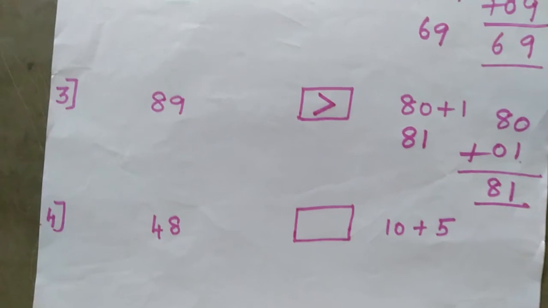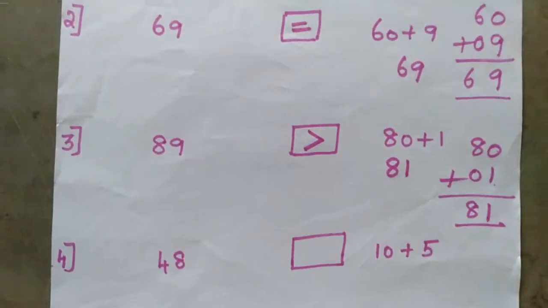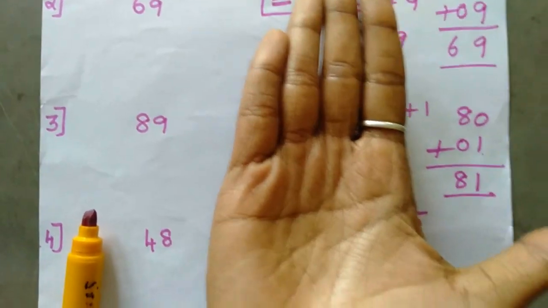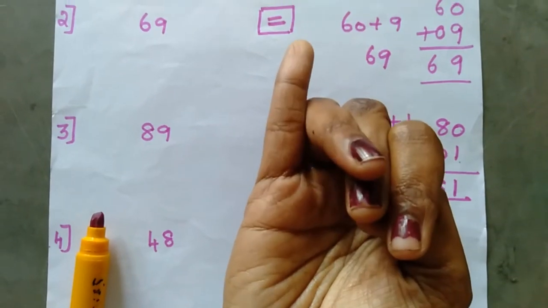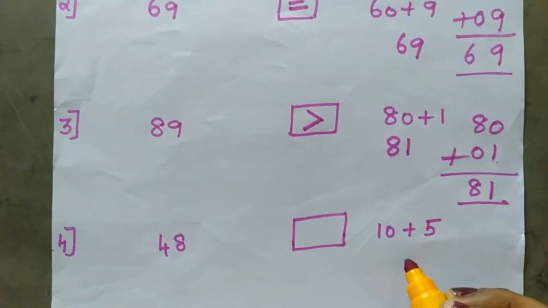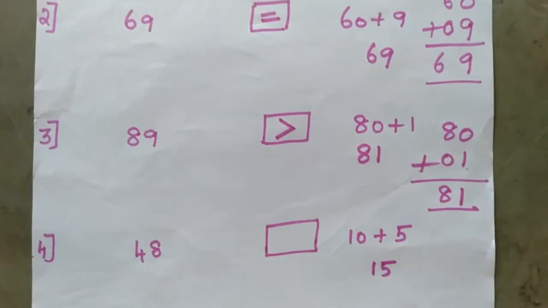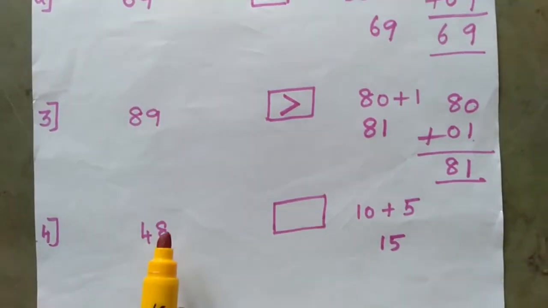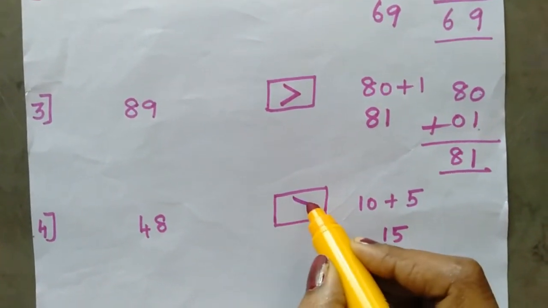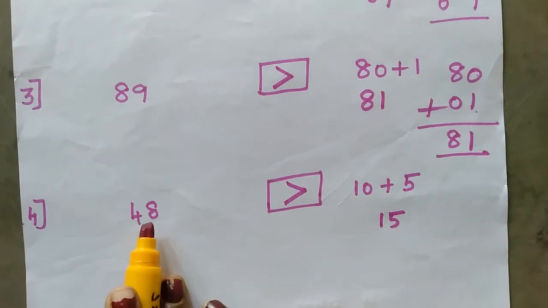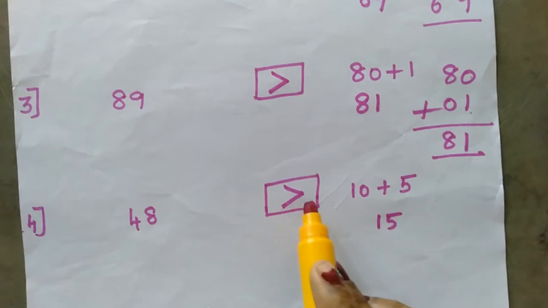Then see the next one. 48, 10 plus 5. 10 plus 5 means 10 in the mind. You have to take 5 fingers. 10, after that 11, 12, 13, 14, 15. So 10 plus 5 is 15. So when we compare 48 and 15, which number is greater, ma? 48 is greater, 15 is lesser. So greater sign, the opening method. The fish will use the opening method. This is the greater sign. This is less. Less sign means the mouth will be closed.